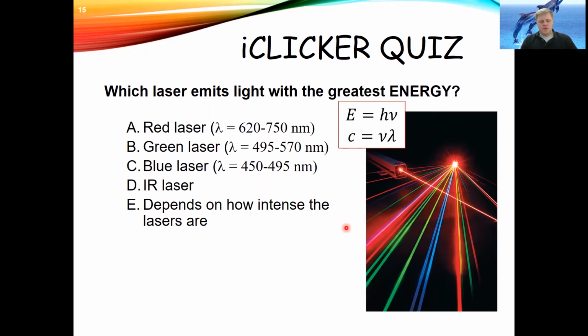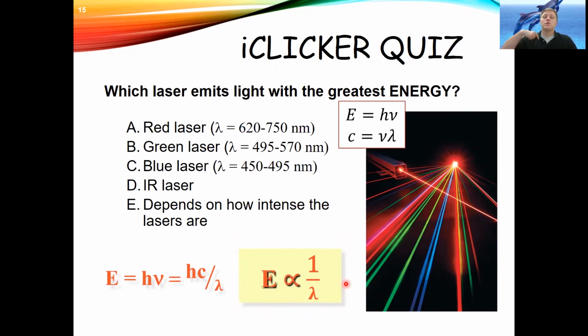Okay, so what we have to do to figure this out is solve for the energy in terms of wavelength, because I'm giving you wavelength here. So the way we're going to do that is we're first going to solve for frequency: frequency nu will be equal to c over lambda, and then we can plug that into our energy equation. So energy, which is equal to h nu, is also equal to hc over lambda. Now I'm going to make a special point here of emphasizing that energy is proportional to 1 over the wavelength. So as the wavelength increases, the energy decreases.